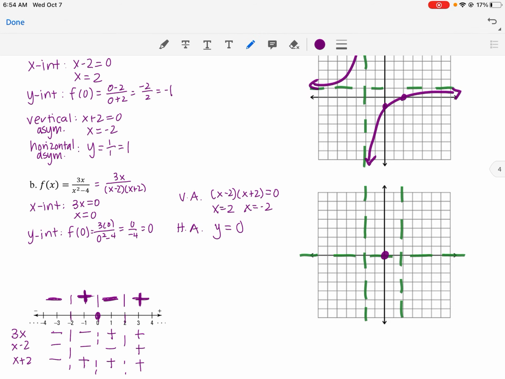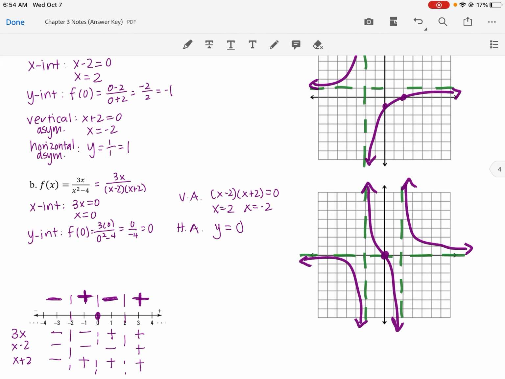So if it's negative when the x value is less than -2, it should be in the lower left. For the middle interval, it starts positive, so it starts high, goes through the x-intercept, and goes low. And then the last one, it's positive, so it's in the upper right quadrant rather than the lower right.